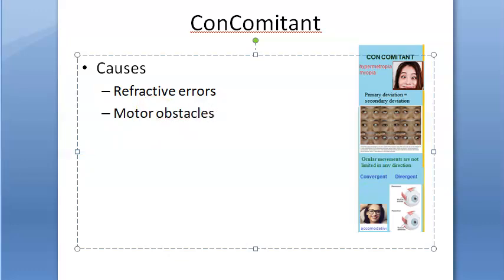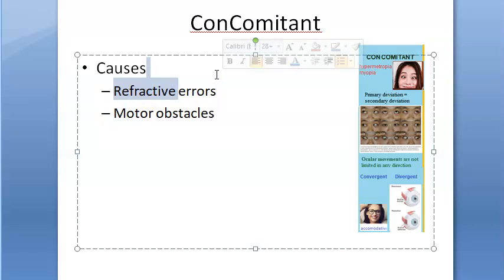motor obstacles, meaning the shape of the orbit, the size of the orbit, the extraocular muscle may be having some wrong insertion, right? Some wrong nerve, wrong innervation, faulty innervation, mild paresis. So they have a problem with their eye, right? They either have refractive error, accommodative error, or some other problem.